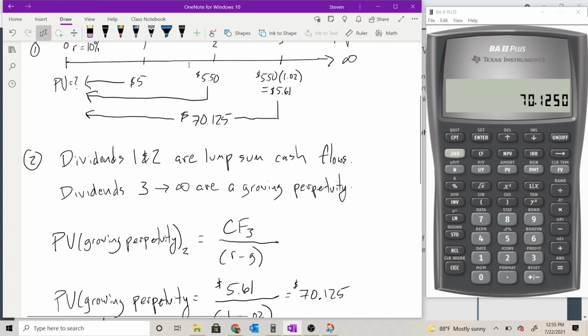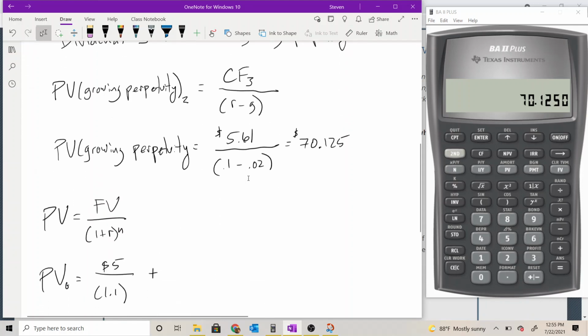Now, both of these happen at exactly the same time. They're both at the end of year 2, so it's perfectly fine to combine them rather than treating them separately. So we're going to say $5.50 plus $70.125. That quantity, once those are added together, is divided by, again, 1 plus r raised to the n.